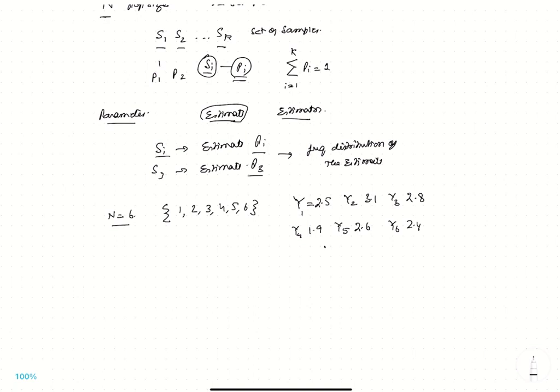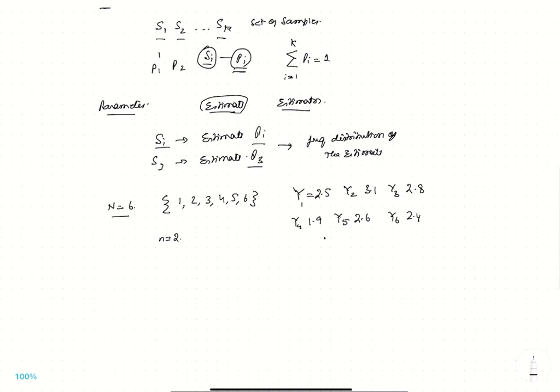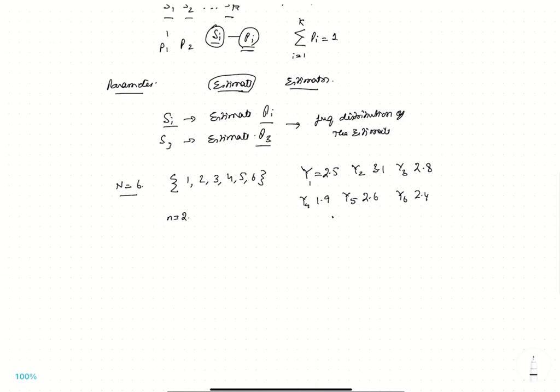Now from this we take a sample of size 2. Suppose the possible samples that we can take are only 3. S1 we can take, which is going to be units 1 and 5. We can take a sample S2, which can be 2 and 4, and we can take a sample S3, which is 3 and 6.